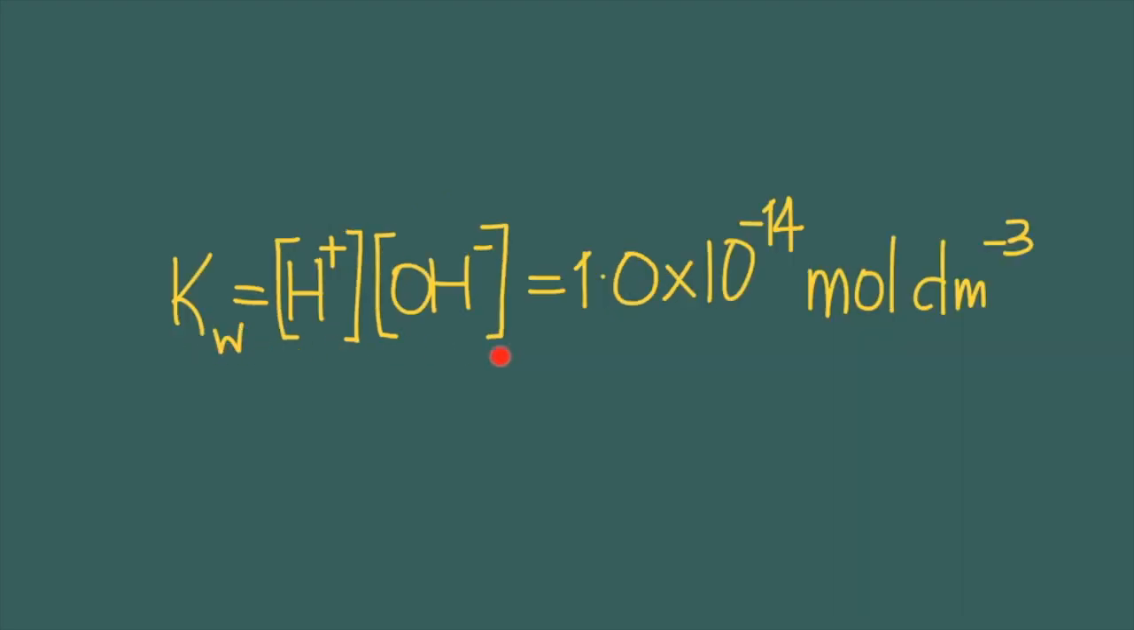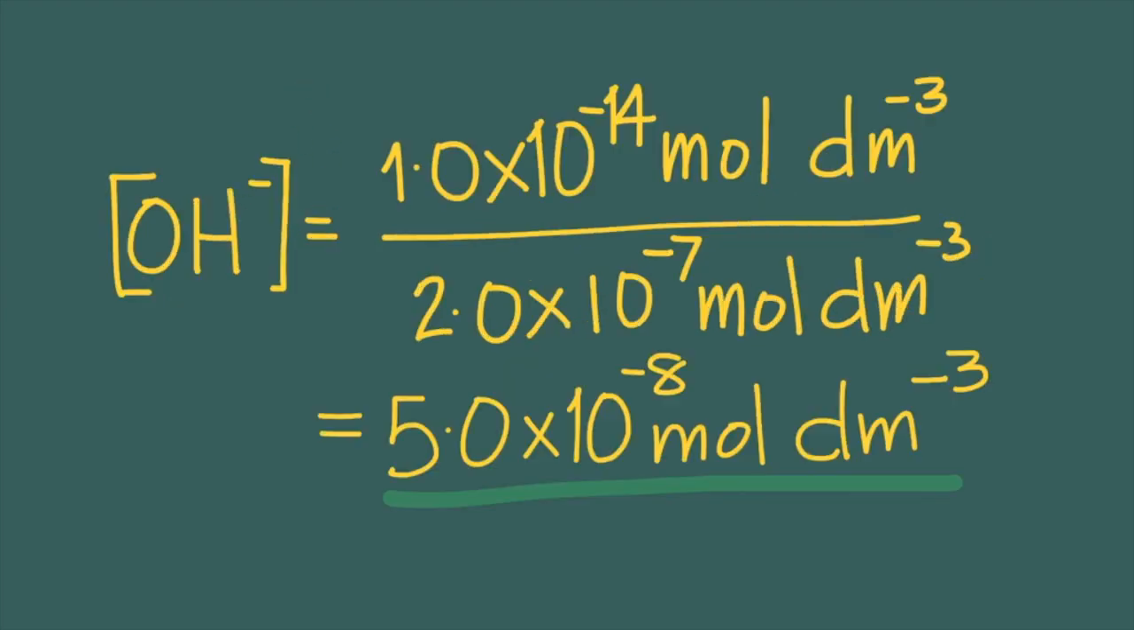Next, we consider this expression for the ionic product of water, and we substitute the known value for H plus into this expression, and we make OH negative the subject of this formula. Solving, we divide the ionic product for water by the concentration of H plus, and we end up with this value, 5.0 by 10 to the negative 8 moles per dm cube, as the concentration of hydroxide ions.